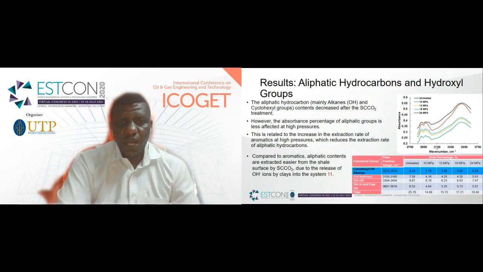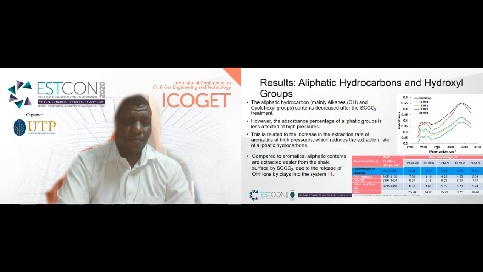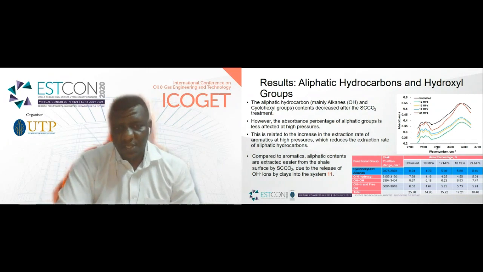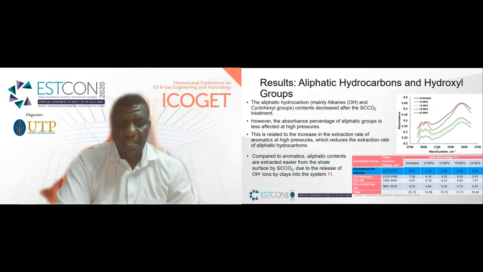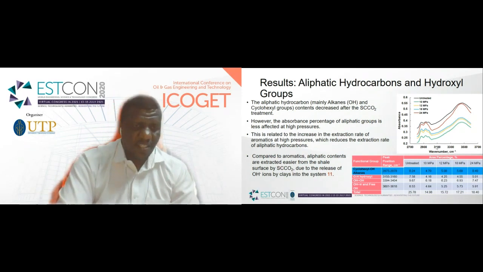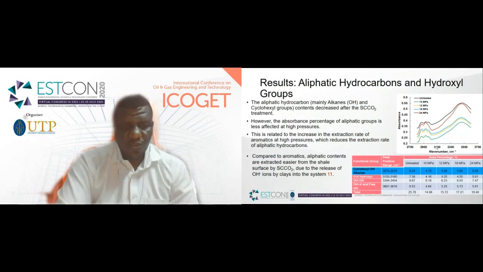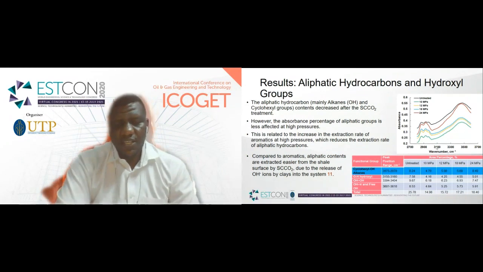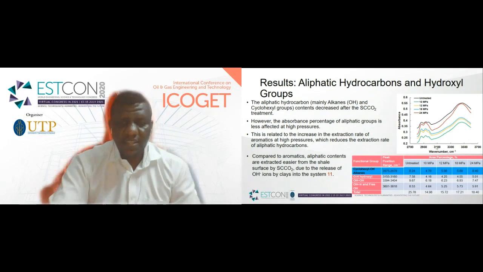The aliphatic hydrocarbons, mainly the CH and the cyclohexyl group, showed a reduction after the CO2 treatment. However, the absorbance percentage of aliphatic groups is less affected at high pressures, and this is related to the increase in the extraction rate of aromatics at high pressure, which reduces the extraction rate of the aliphatics. And if we compare the aliphatics to the aromatics, the aliphatic contents are extracted easier due to the release of OH ions by the clays in the system.